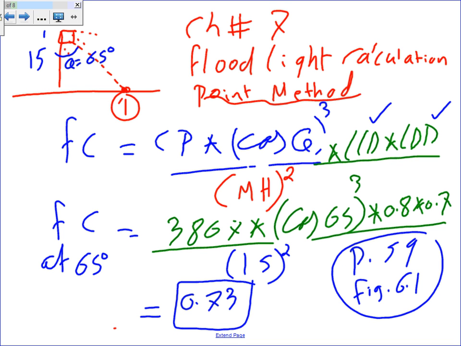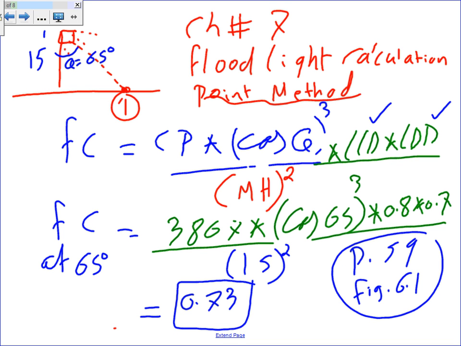Okay, cosine. I didn't cube the cosine. I know why. I didn't cube the cosine. Yeah, I got the 0.7. Yeah, you're right. Okay, so 0.73, done. That's the foot candle for an outdoor light. It's not bad. Remember, we need a minimum 0.5 for an outdoor fixture. That's not bad. Any questions about this?